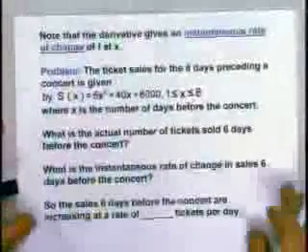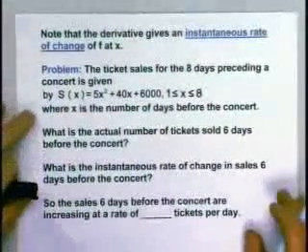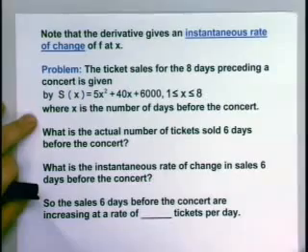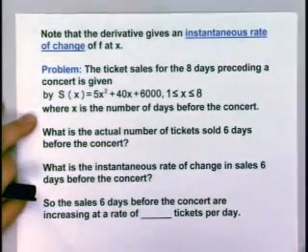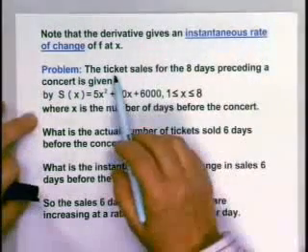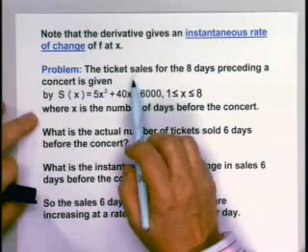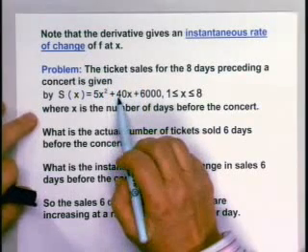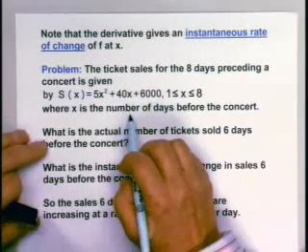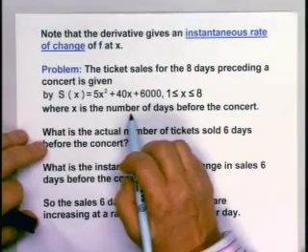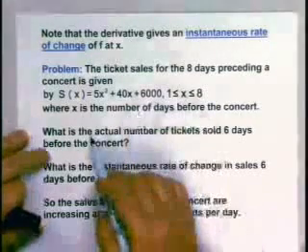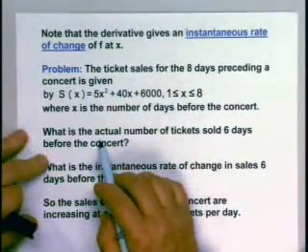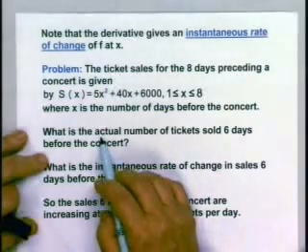Please note that the derivative gives us an instantaneous rate of change of a function at a given x value. Let's look at this problem. The ticket sales for the 8 days preceding a concert is given by this function, where x is the number of days before the concert. The first question, what is the actual number of tickets sold 6 days before the concert?